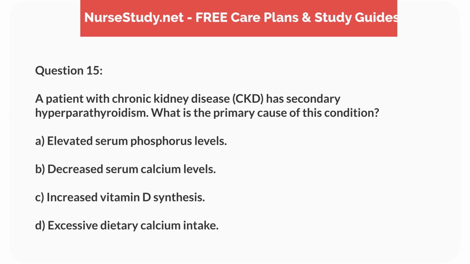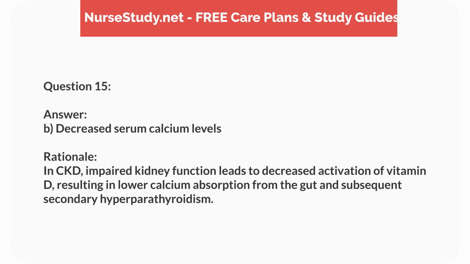Question 15. A patient with chronic kidney disease, CKD, has secondary hyperparathyroidism. What is the primary cause of this condition? A. Elevated serum phosphorus levels. B. Decreased serum calcium levels. C. Increased vitamin D synthesis. D. Excessive dietary calcium intake. Answer: B. Decreased serum calcium levels.